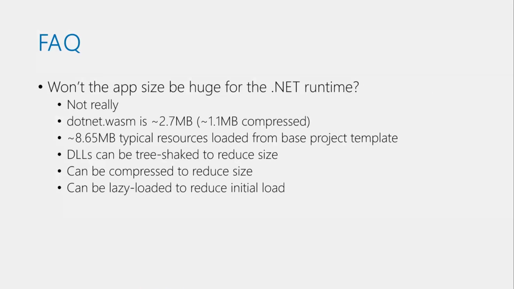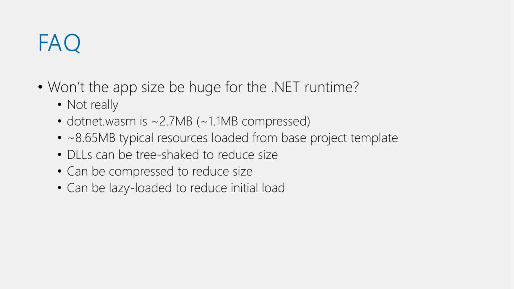So you might think, okay, if I'm downloading the .NET runtime, won't that be huge? I'm running a .NET runtime in the browser. I'm going to have to download hundreds of megabytes, right? Or 50 or 100 megabytes. Actually, no, not really. The .NET WASM file is about 2.7 megs, 1.1 when it's gzipped and compressed. Typically, from a base project template, you're looking at about 8.5 megs of typical resources that are going to be downloaded.